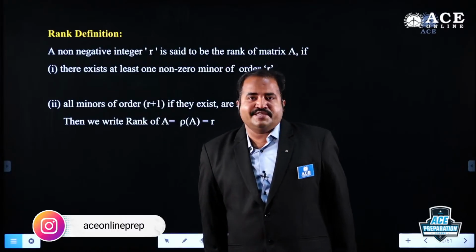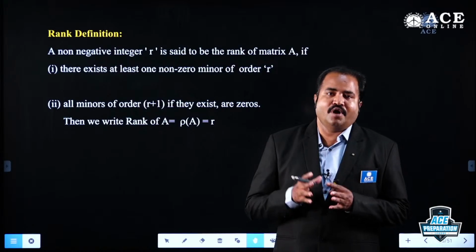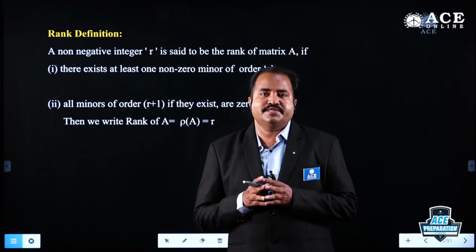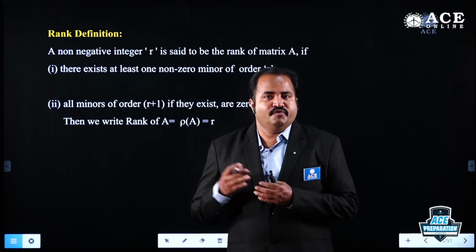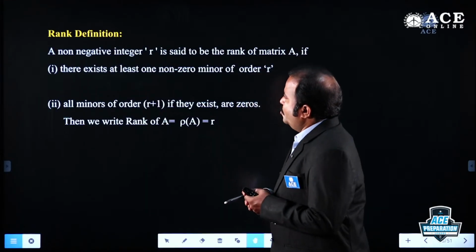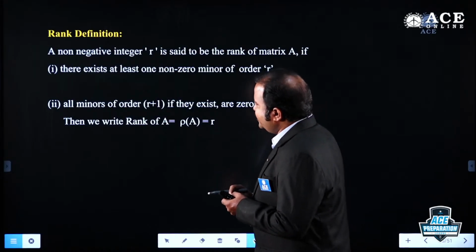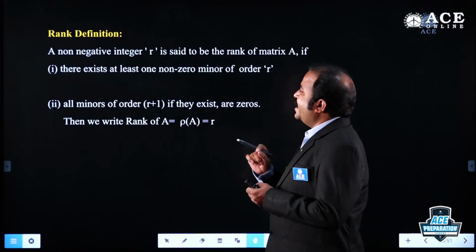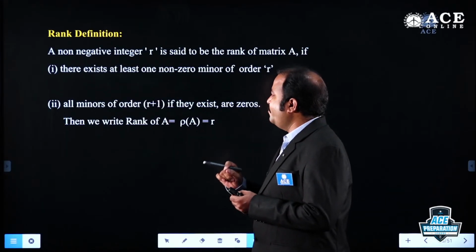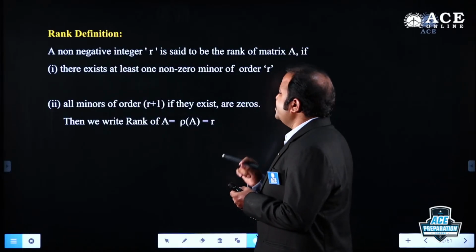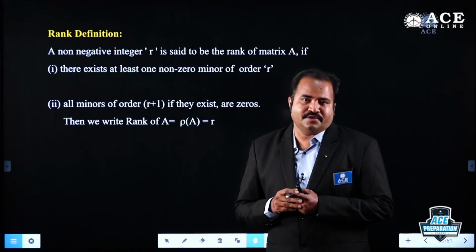So the next concept is rank of matrix. What is the rank definition? What are the methods to find the rank of the matrix? And what are the properties of rank of the matrix? We will be discussing these concepts. So the rank definition: a non-negative integer R is said to be the rank of the matrix A if there exists at least one non-zero minor of order R, and all minors of order R plus 1, if they exist, are zeros. Then we write the rank of A equal to R. This is the rank of the matrix definition.